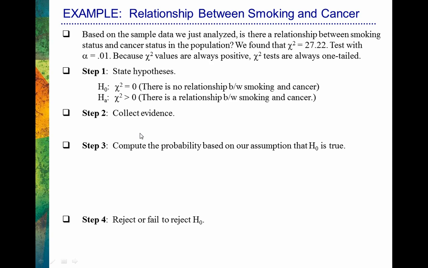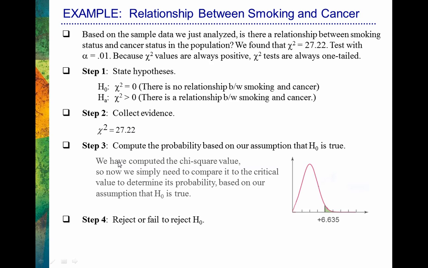All right, step 2 for us has been pretty easy because we already did all the hard work and we have the information in our little summary above. So when it says collect the evidence, here's our evidence. We computed a chi-square test and we found a value of 27.22. Well, the important thing was now to compute the probability of finding that just by chance. You recall we looked to see what our critical value was. We found a critical value of 6.635 when we're using an alpha of 0.01.